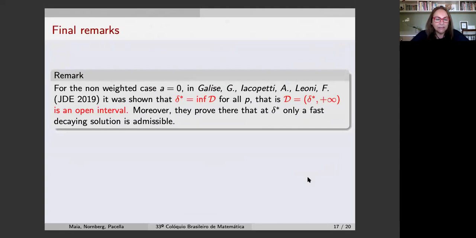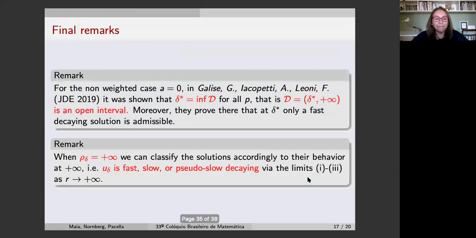For the non-weighted case, when A is equal to 0, Galizzi, Jacopetti, and Leone have shown that delta star is the infimum of D, so D is a connected component given by delta star to plus infinity, an open interval. Moreover, at delta star, they proved using energy arguments that you have a fast decaying solution in the exterior of a ball. When rho delta is equal to plus infinity, then we have an exterior domain solution in the exterior of a ball, and depending on its decay, it can be classified as fast decaying solution, slow decaying solution, or pseudo-slow decaying solution.